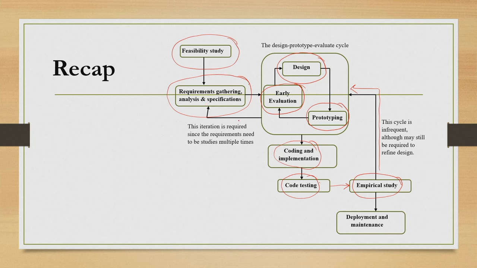So, three places we have cycles or iterations: between the requirement and design phase, in the design prototype evaluate cycle, and between the empirical study and design phase. Finally, we come to the deployment and maintenance stage. So, these are the stages and the systematic approach to develop interactive system.